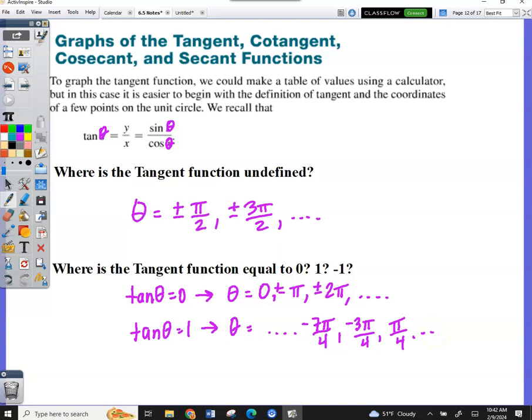Where was tangent -1? -9 pi over 4. What else? -5 pi over 4. Okay. What else? -pi over 4. Okay. 3 pi over 4. And it would keep going, right?